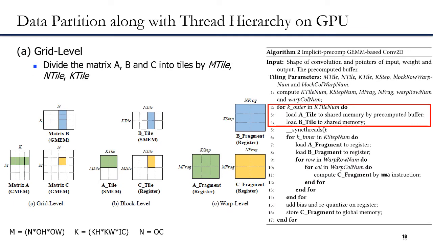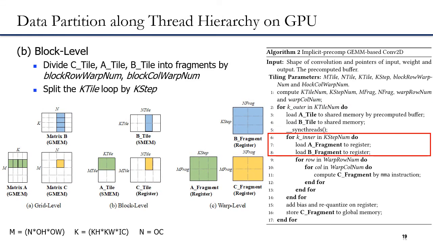Next, we propose a data partition mechanism along with thread hierarchy on GPU, which partitions the matrices at grid level, block level, and warp level. At the grid level, we divide the matrix A, B, C into tiles with parameters M tile, N tile, and K tile, and assign each C tile to one thread block. Here, A tile and B tile can be reused by warps, so we store them on shared memory and directly store C tile on registers.